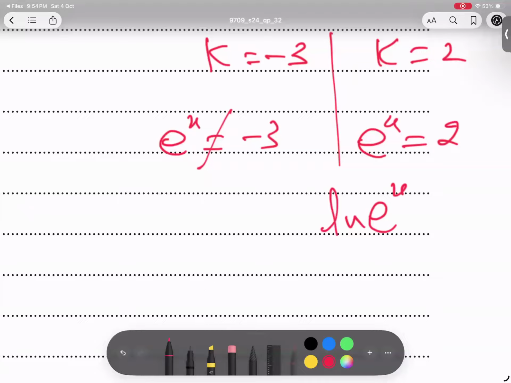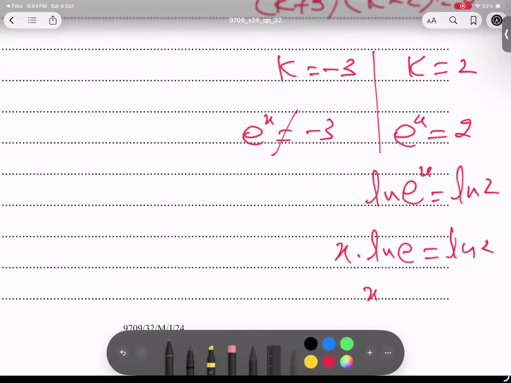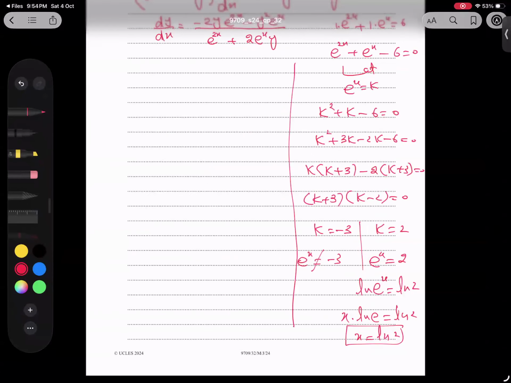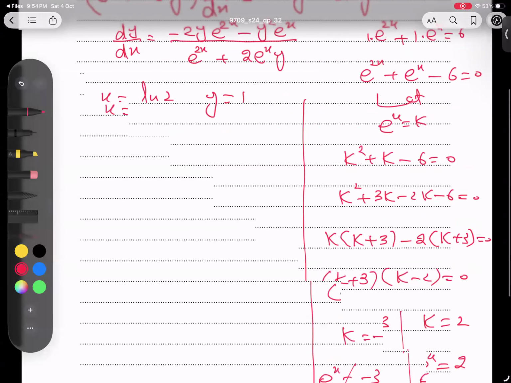So what about this? Log of e to power x is equal to log of 2. And x comes down. I got ln e, and ln e is 1. So basically x is equal to ln 2. So make sure, students, I hope you understood well. I have two values: x value is ln 2 and y value is 1. So I'm going to plug in x is equal to ln 2 and y value is 1, which will give us a gradient.